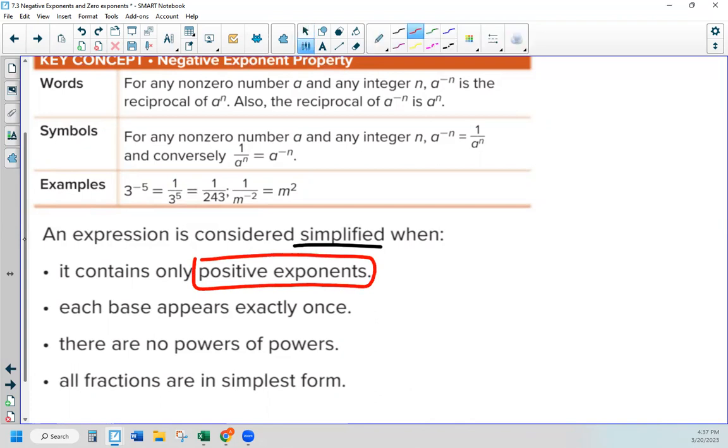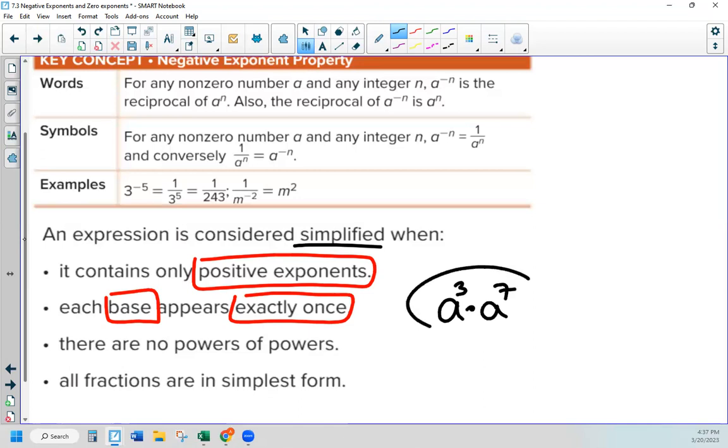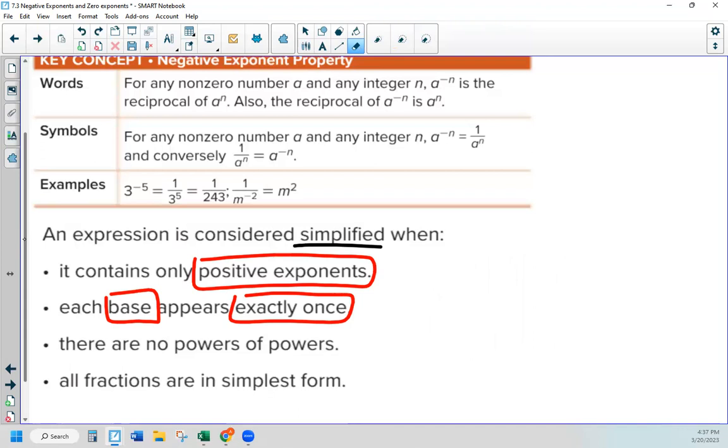Only positive exponents. So if you have an answer that has a negative exponent, you are not done with your work. Remember that. Bullet point number 2, each base appears exactly once. So if you have an answer that looks like this, a to the 3rd power times a to the 7th power, and that's your answer, that's not simplified. This should equal a to the 10th power, okay? That's what it means. Your base was your a in that example.